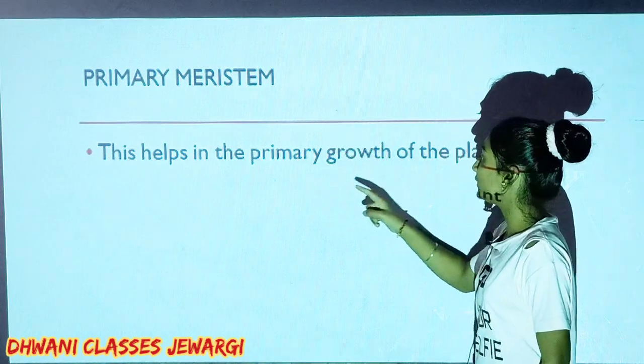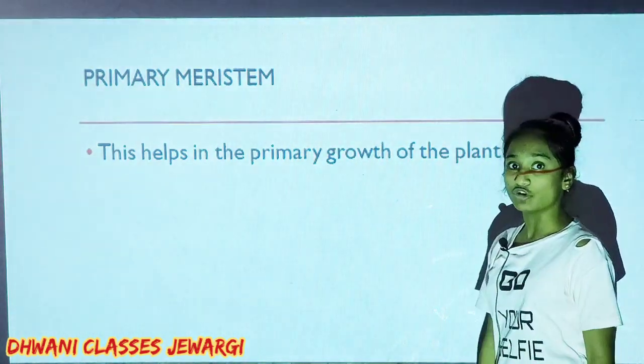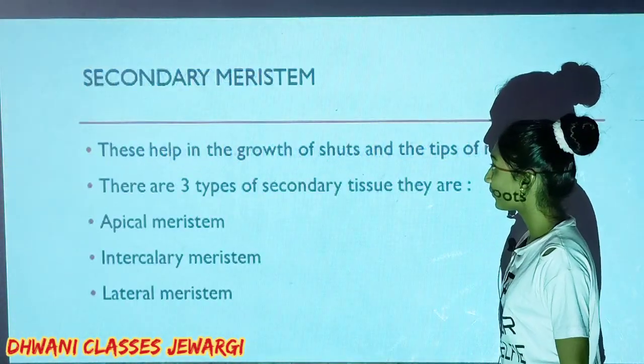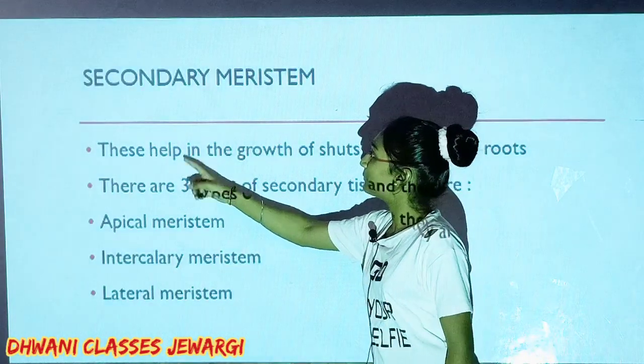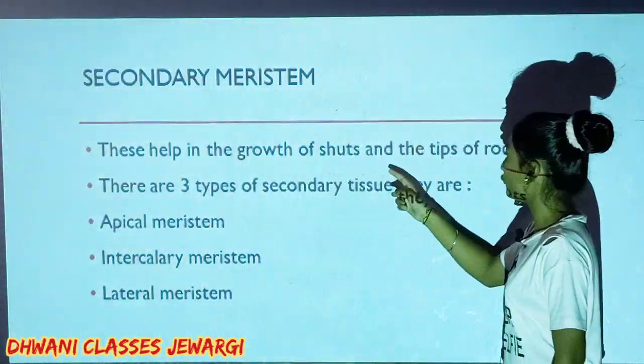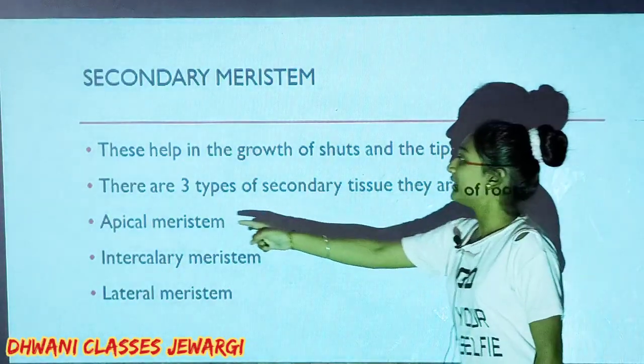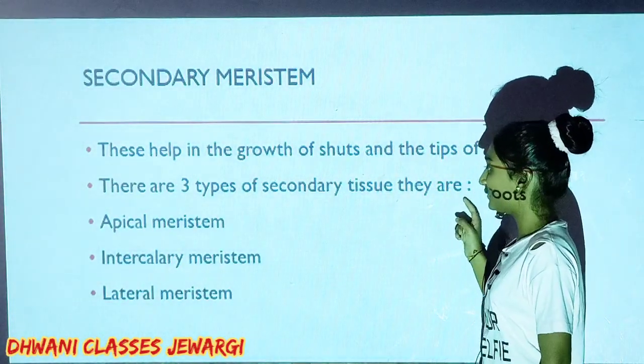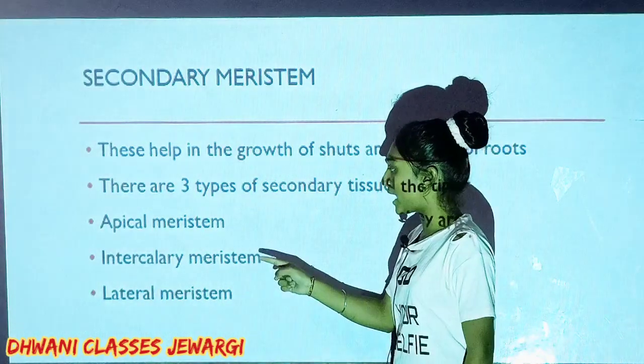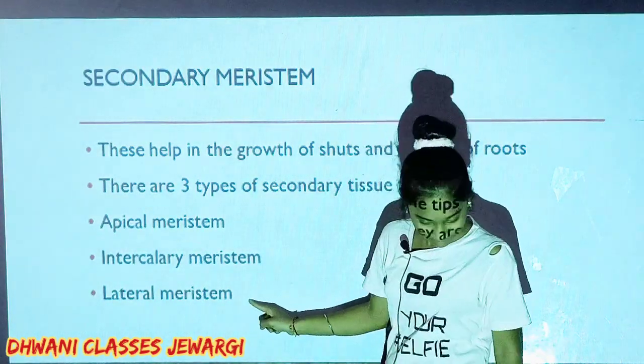Primary meristem helps in the primary growth of the plants. Secondary meristem helps in the growth of the shoots and the tips of the roots. There are three types of secondary meristem: apical meristem, intercalary meristem and the lateral meristem.